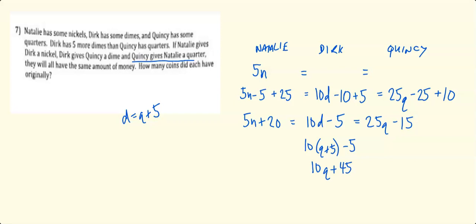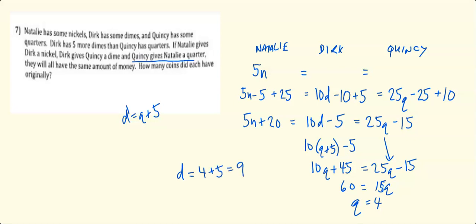And now we just bring this down. Now we've just got one variable, 25q minus 15. And this will give us the number of quarters. So let's subtract 10q from both sides. I'm going to add 15 to this side, and so q is going to be equal to 4. All right, so that gives us the number of quarters that Quincy started off with. D is just q plus 5, so 9 is the number of dimes that Dirk had.